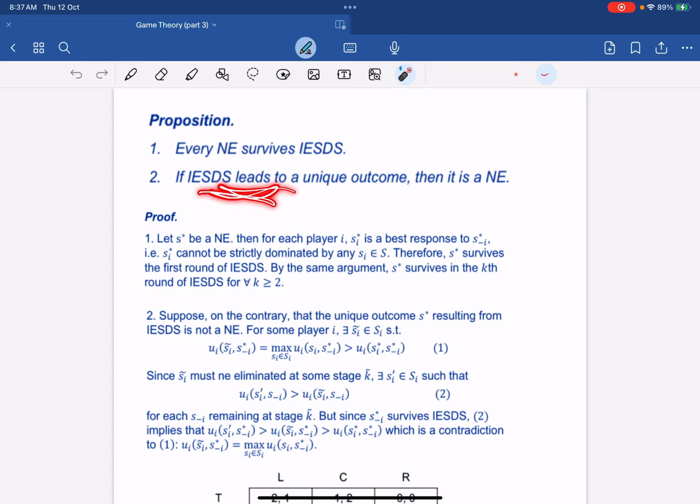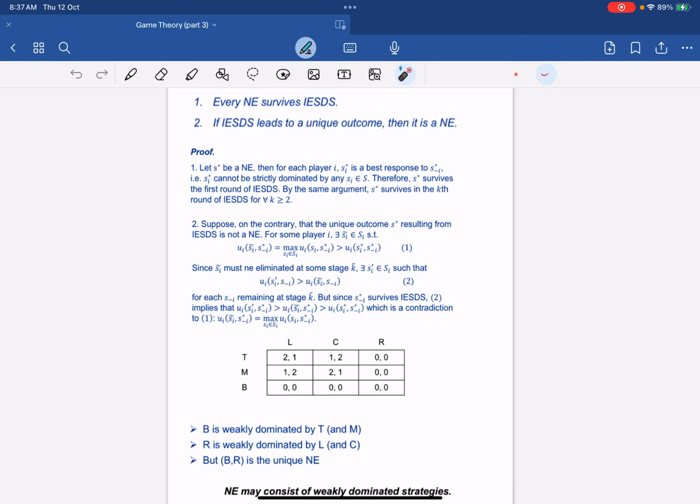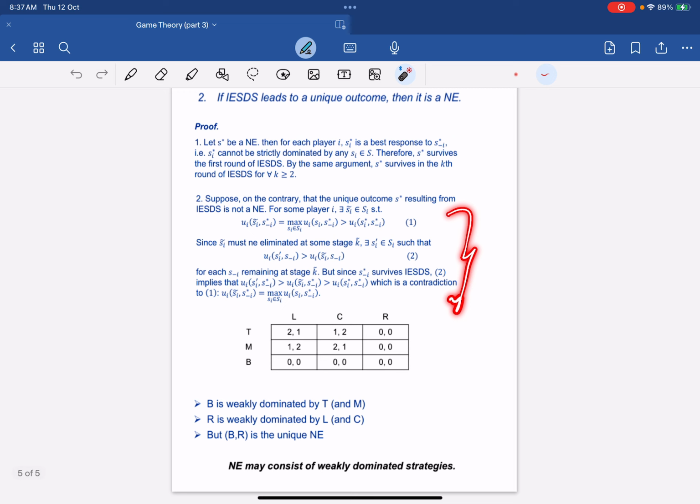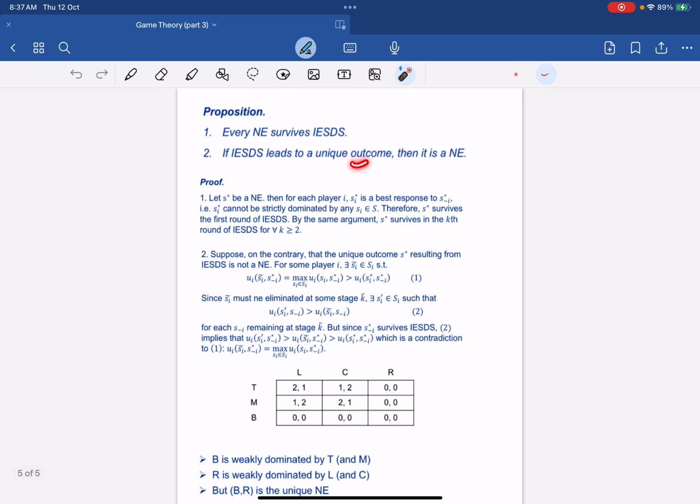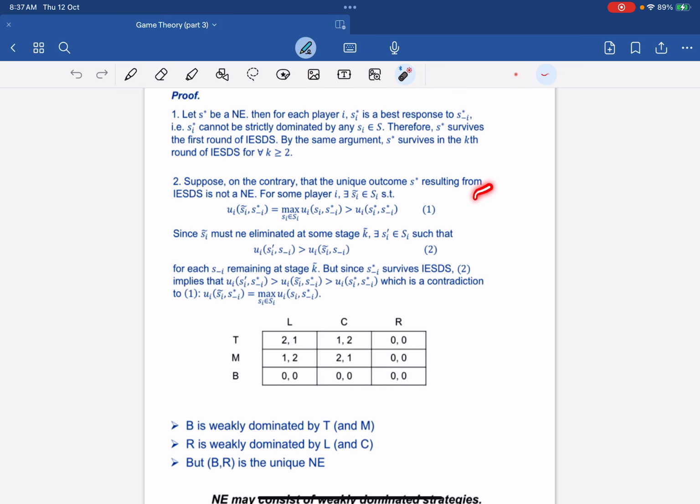And if IESDS leads to a unique outcome, then it is a Nash equilibrium. The formal proof is over here, but I'd like you to think about it intuitively. If you eliminate all the strictly dominated strategies, then the last strategy that you choose dominates everyone else, so there will be no incentive for you to deviate, and that will mean it is a Nash equilibrium. And in formal writing, you can see it over here.